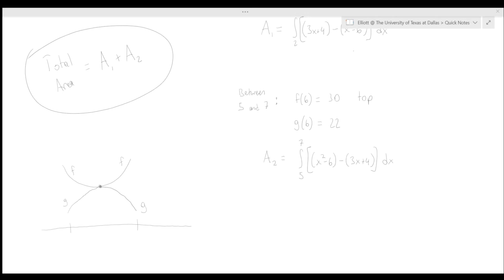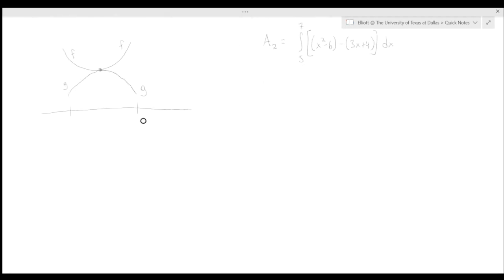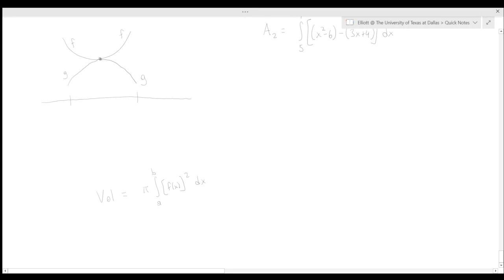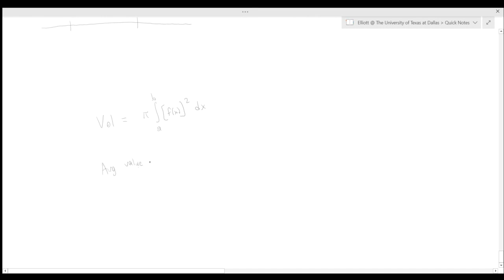All right, now in that case, I didn't quite get to volume or average value. I'll just quickly mention the formulas for it at least. Then I'll go ahead and end the review at that. So just real quickly, for the volume, the formula is going to be pi times the integral from a to b of whatever your function is, squared, dx. And then just remember that for average value, the formula was 1 over b minus a, times the integral from a to b of your function.